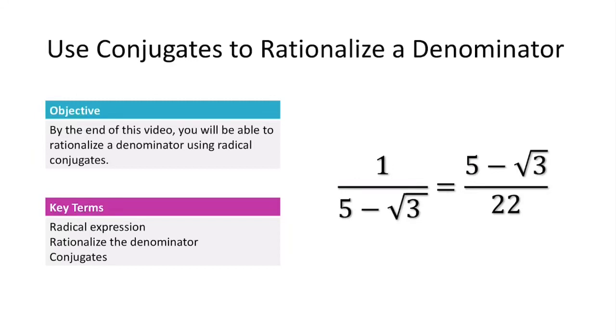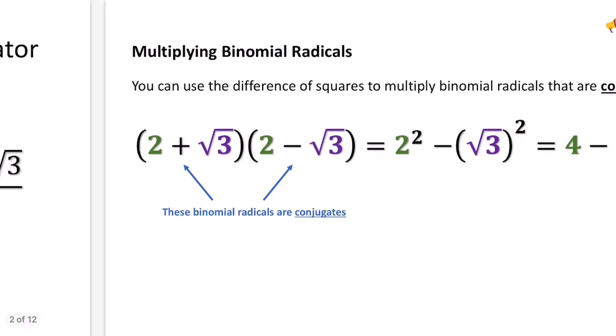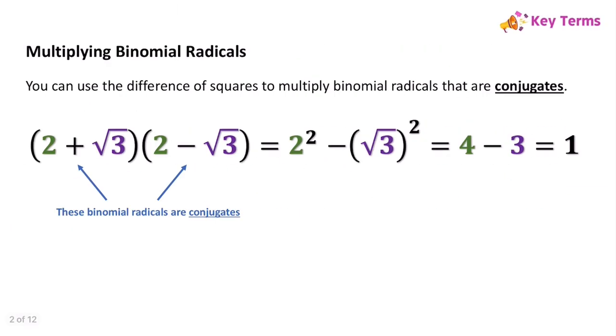In this video, we're going to talk about how to rationalize a denominator using radical conjugates. So remember, we talked about multiplying binomial radicals, and we said we can use the difference of squares to multiply binomial radicals that are conjugates. A conjugate will have the form a plus b times a minus b, and that's why we can use a squared minus b squared to multiply those two together.